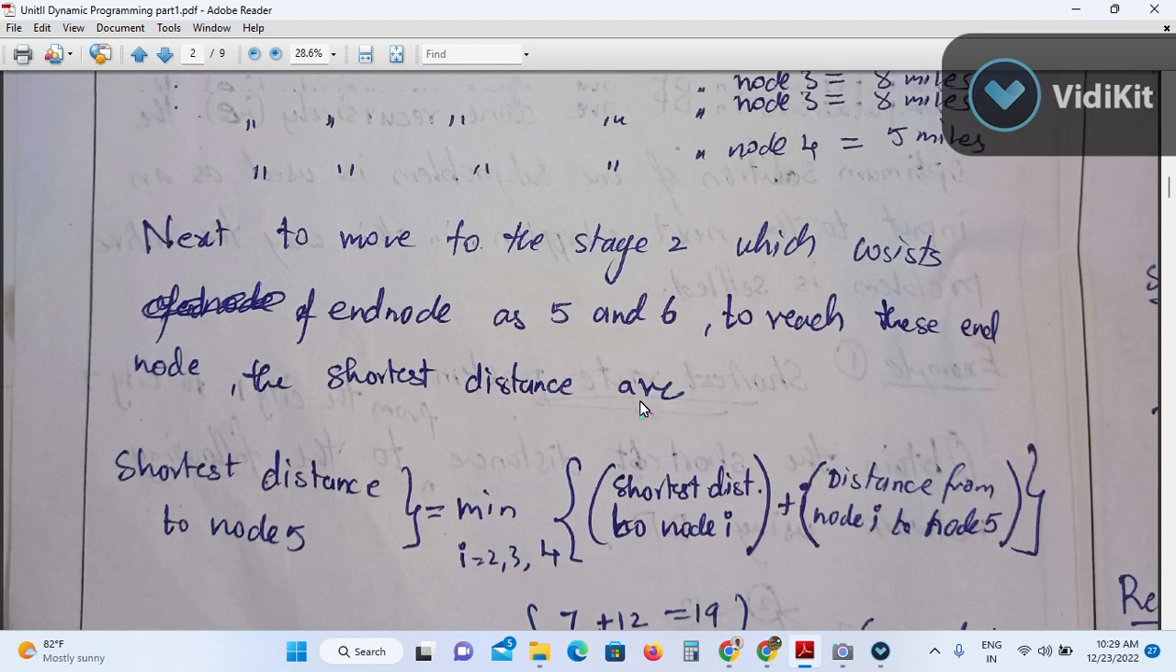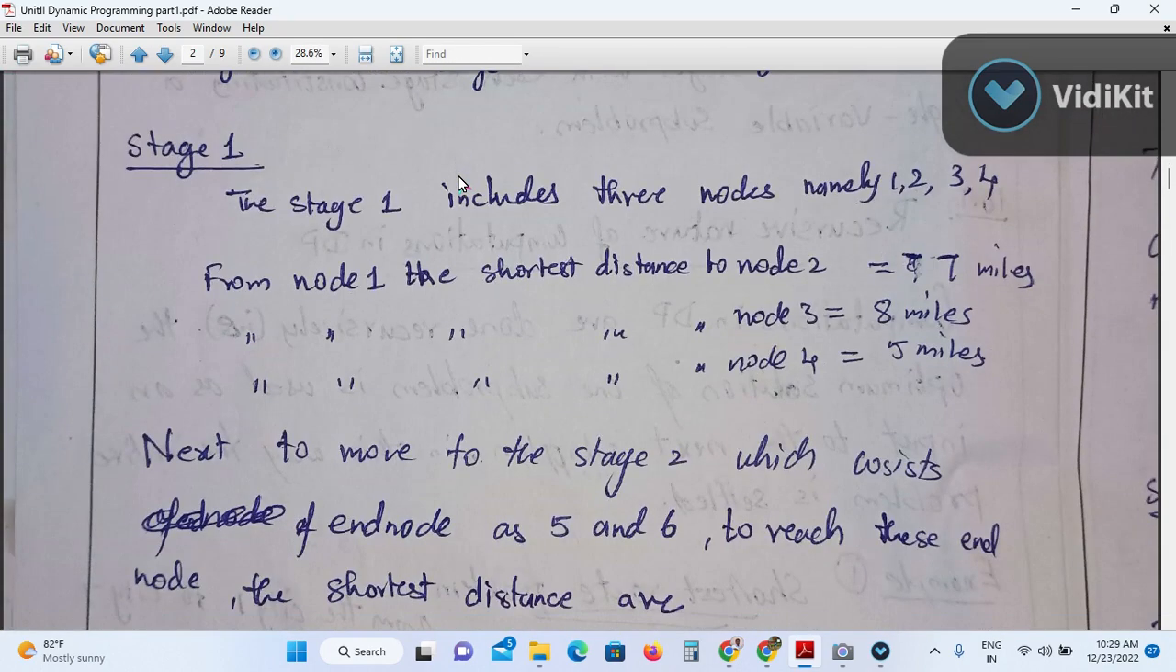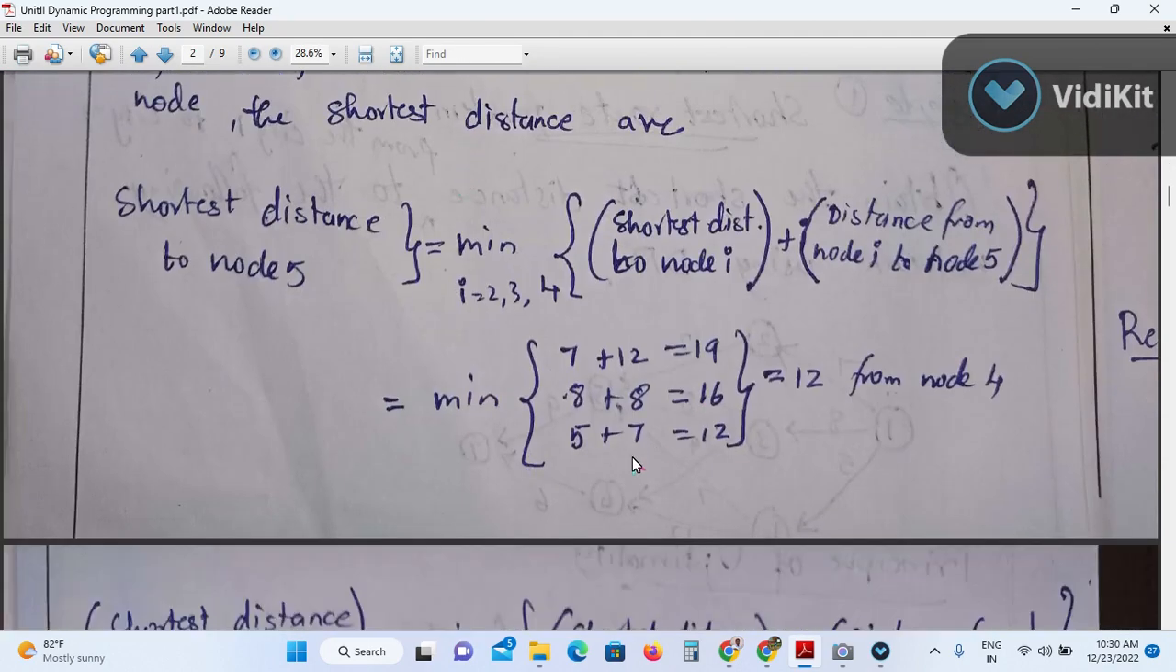So you can see the network, right? From 2 to 5, the distance is 12. Similarly, you can go for the remaining ones also. From node 3 to node 5, the distance is 8. From 4 to 5, it is 7. So adding these values, we will get 19, 16, 20, 12 respectively.